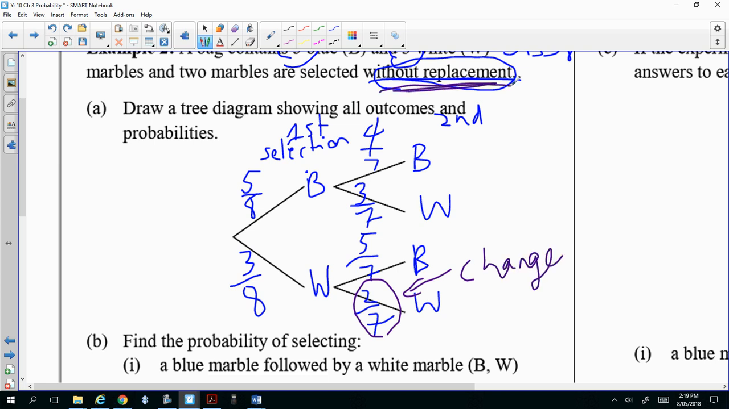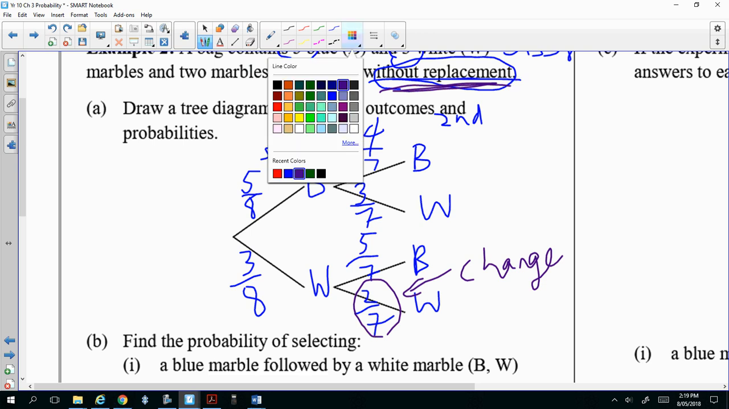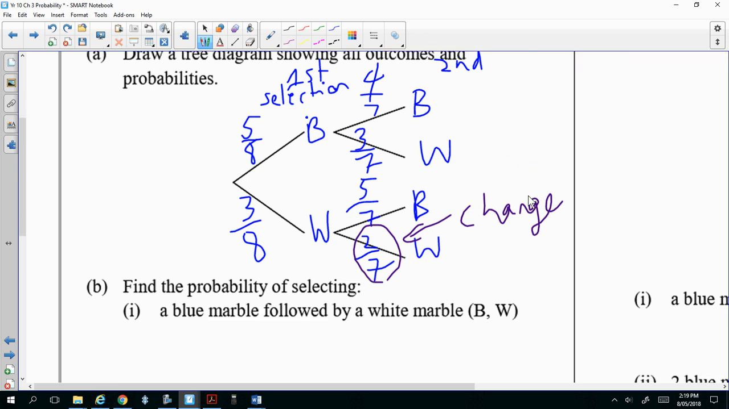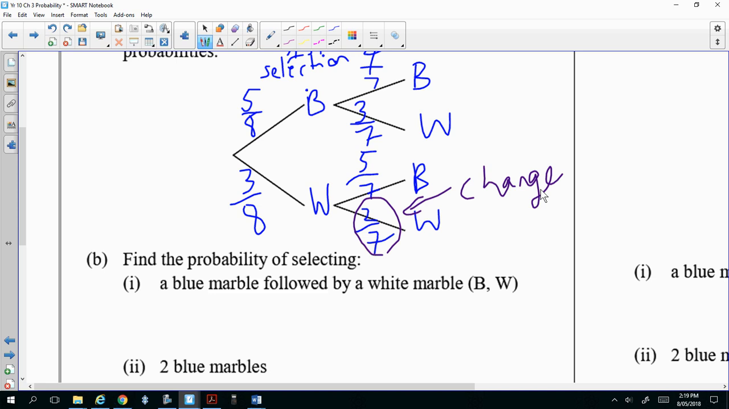All right, once you draw this, calculating the probability of each question will be easier. Find the probability of selecting a blue marble followed by a white marble. So strictly speaking, it has to be B, then W. Now BW, there's only one way: 5 out of 8 multiplied by 3 out of 7.